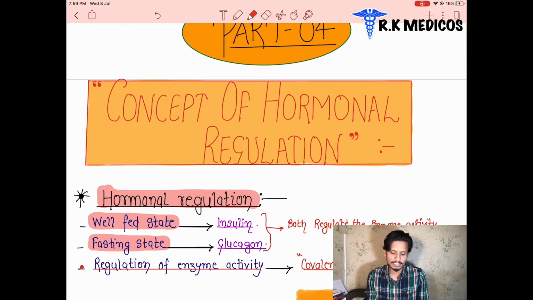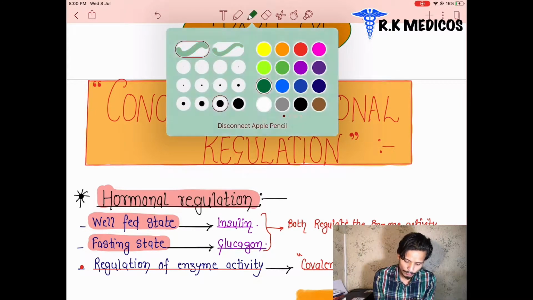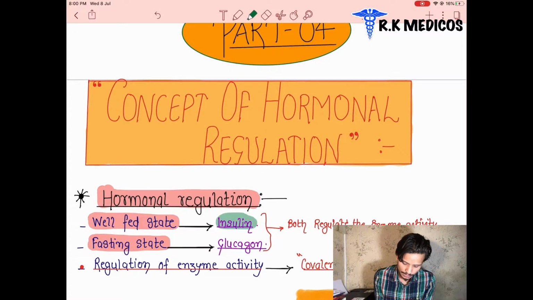So here we are discussing hormonal regulation based on the well-fed state. In the well-fed state, the body is full of glucose and the blood has a high amount of glucose. Which hormone is regulating it? Insulin regulates the higher blood glucose level. It is responsible for the entry of this glucose inside the cells. In the well-fed state, which hormone regulates these activities? Insulin. And in the fasting state, glucagon.